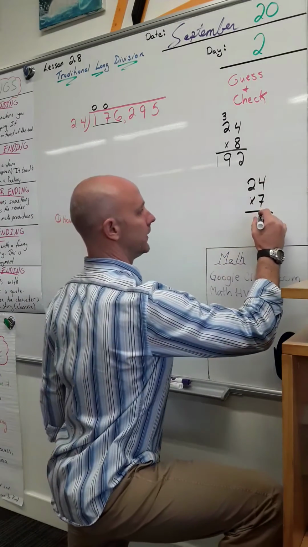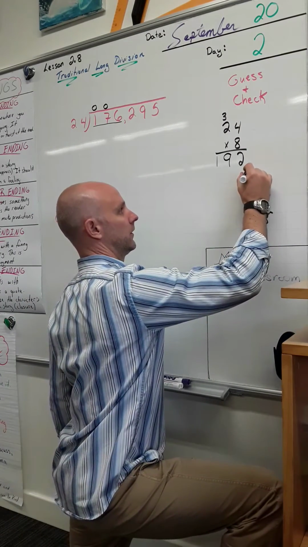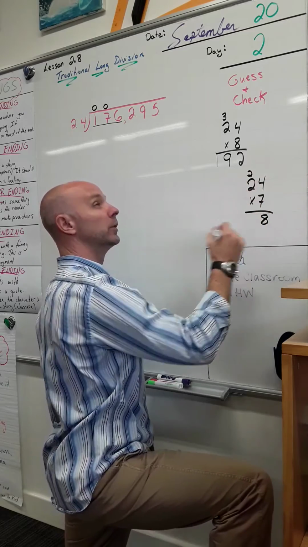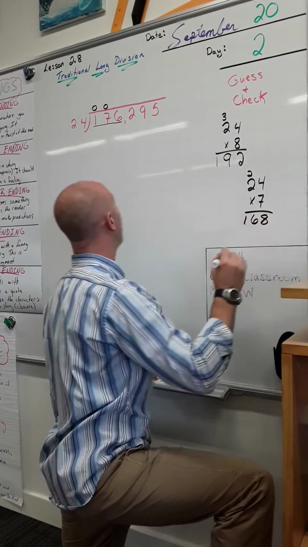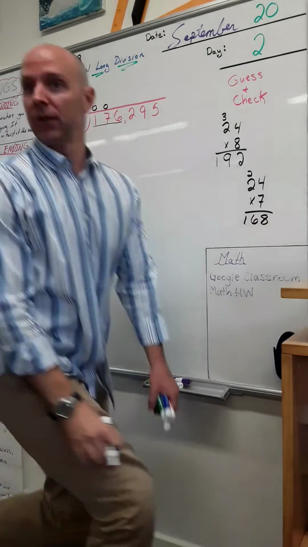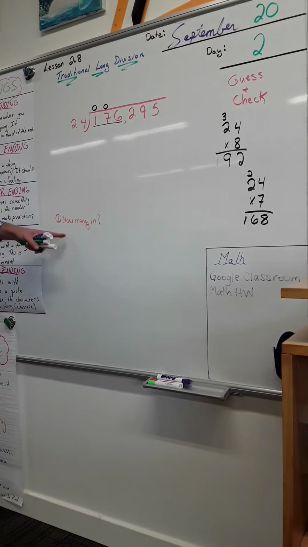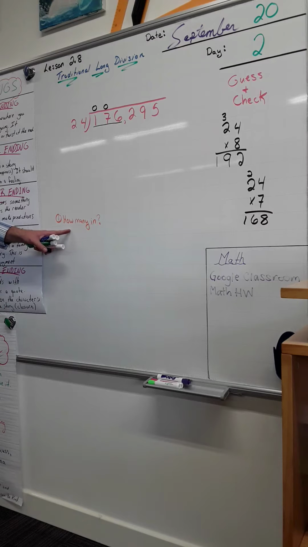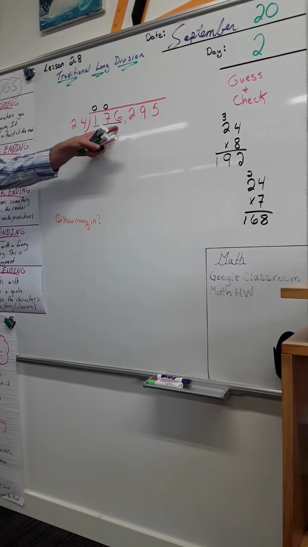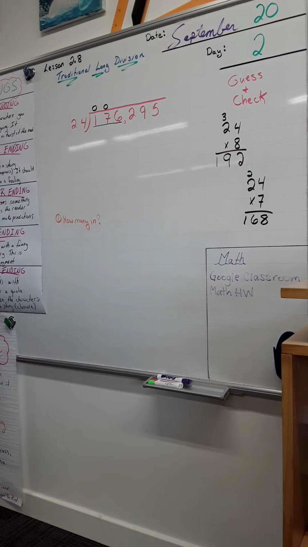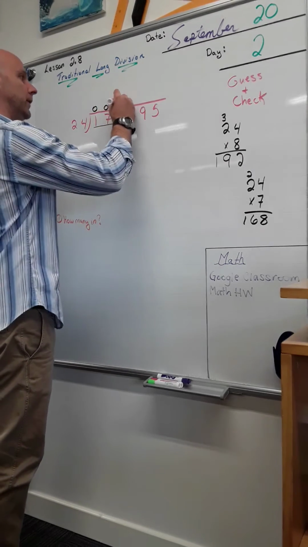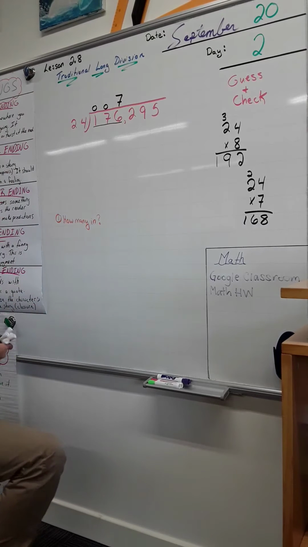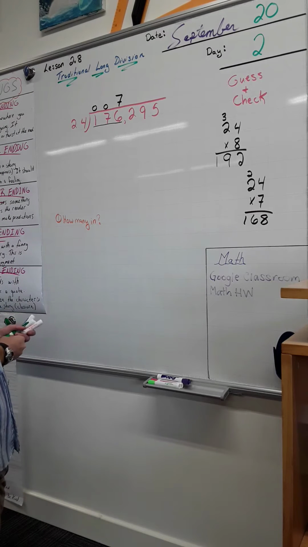4 times 7 is 28. 7 times 2 is 14. Plus that 2 is going to be 16. Oh, that looks like a reasonable number. I go back to my question. How many 24s go into 176? Okay? And now I know that that is going to be 7. Yay. So step number 2 is called multiply.